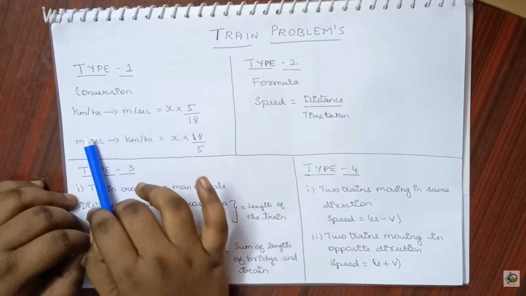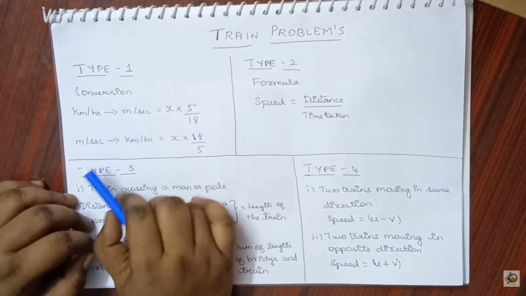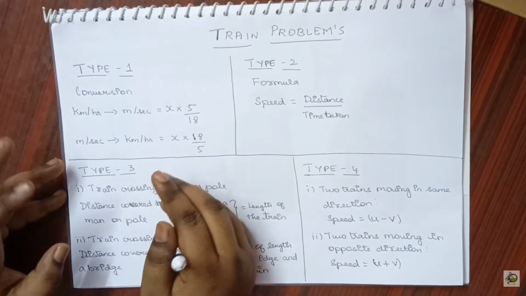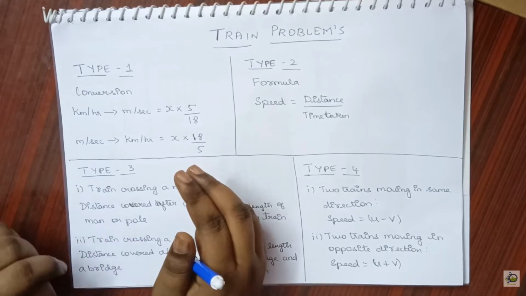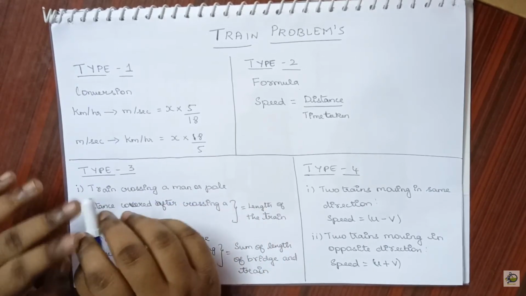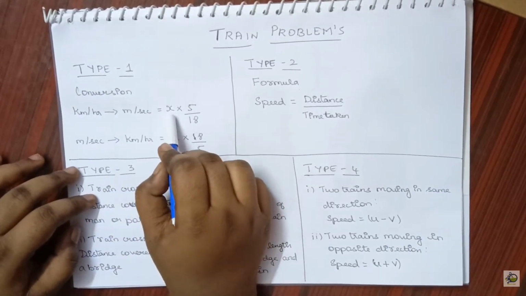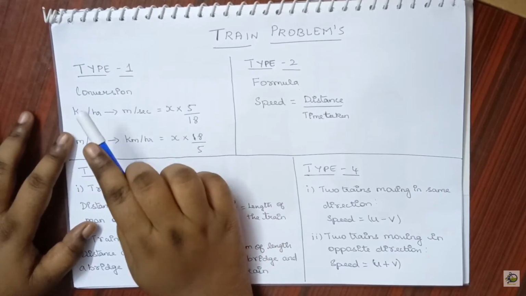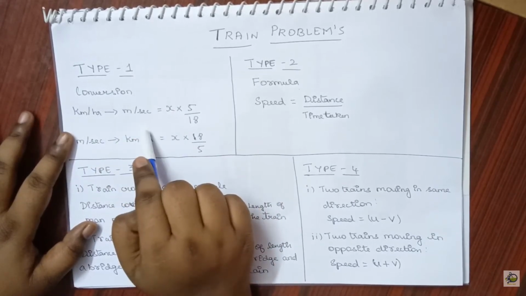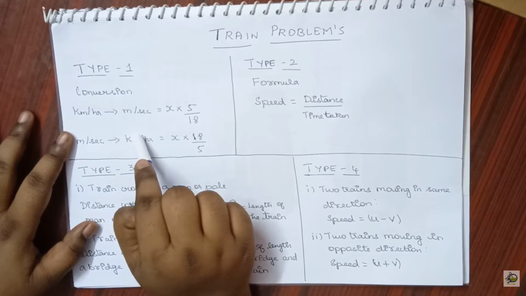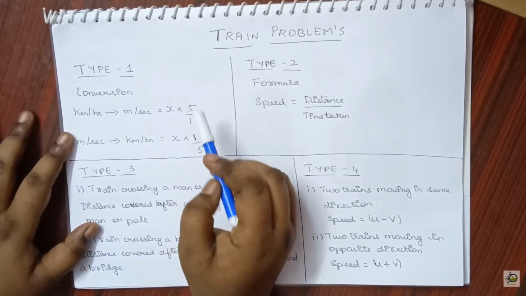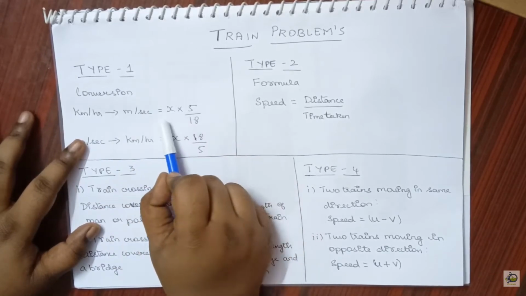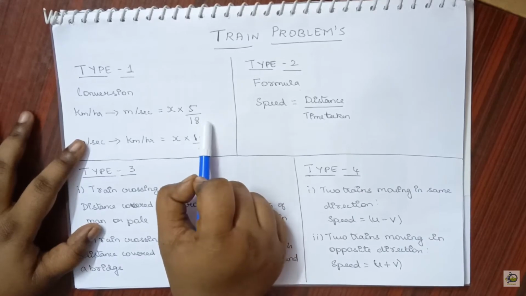Type 1 is conversion. Conversion means if data is given in kilometer per hour, you will have to convert it to meter per second, or vice versa. When a data x is given in kilometer per hour and you need the same data in meter per second, then you have to multiply by 5 by 18. So any data you are given and you want to convert to meter per second, you will have to multiply by 5 by 18.